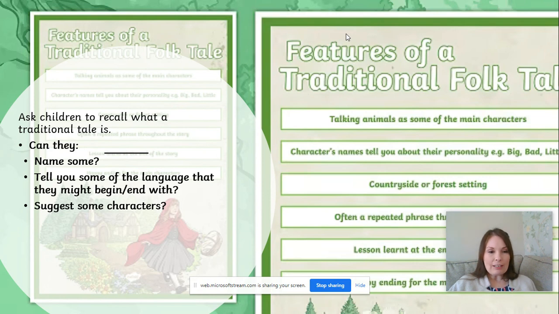Did you think of any other characters? Maybe you thought of the troll from the Three Billy Goats Gruff. That's a traditional tale. Maybe you thought of the giant from Jack and the Beanstalk. There are quite a lot of traditional tales, so I hope that's jogged your memory and that you've managed to think of a few by yourself that I haven't mentioned yet.